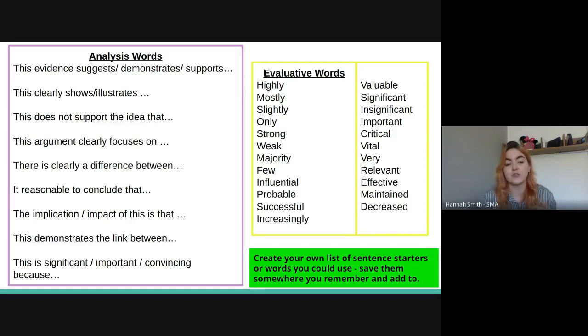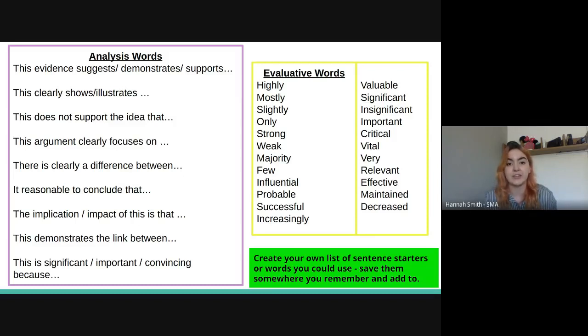What you'll see though is the difference. So analysis: it is reasonable to conclude. So overall, from this, we can tell. This clearly shows it is significant, it's important because of the effect this has on people, anything like that.